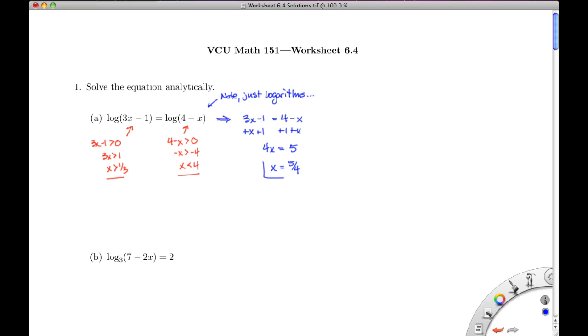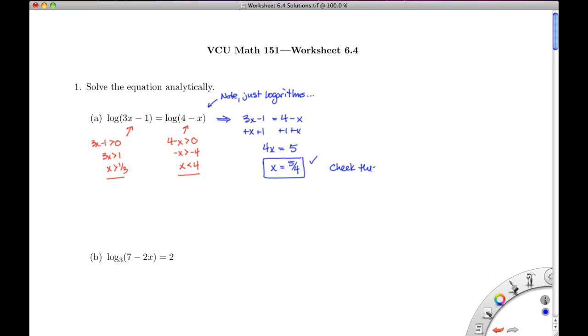Now it is imperative in logarithmic equations that we double check these answers, because it's very common to get superfluous solutions or extra ones that we don't actually get to use because of restrictions. So we want to check that 5/4, which is 1.25, or 1 1/4, is a number greater than 1/3, which it is, and it's also a number less than 4, which it is. So since this checks with both of our restrictions, we can work with that. So we always want to check.